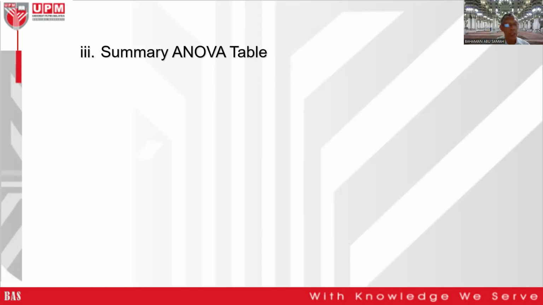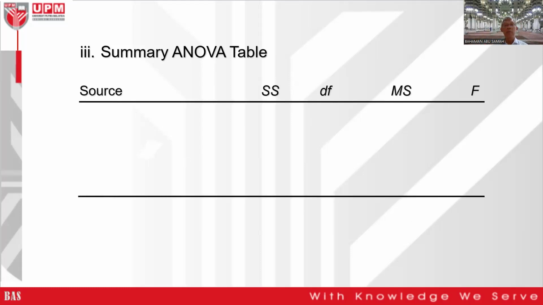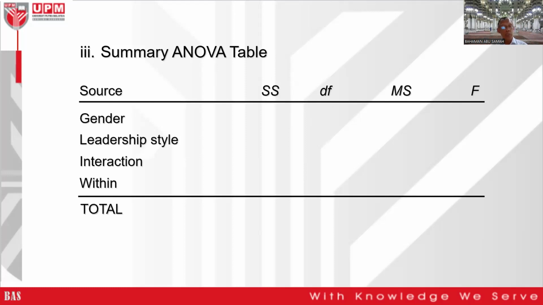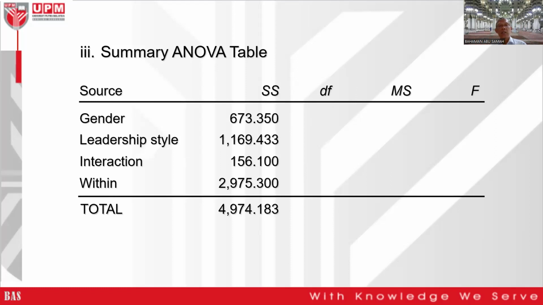sources of variation in the summary ANOVA table. So we prepare the summary ANOVA table. We have gender, leadership style, interaction, within, and total. The first one will be sum square between for gender, which we have already calculated: 673.350. Sum square between for leadership style: 1169.433. Sum square interaction: 156.1. Within: 2975.3, and total: 4974.183. Those are the 5 sums of squares. And then for degrees of freedom, we have already calculated.